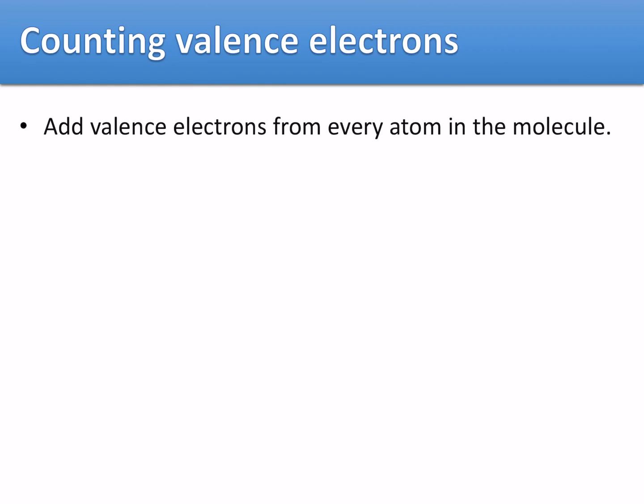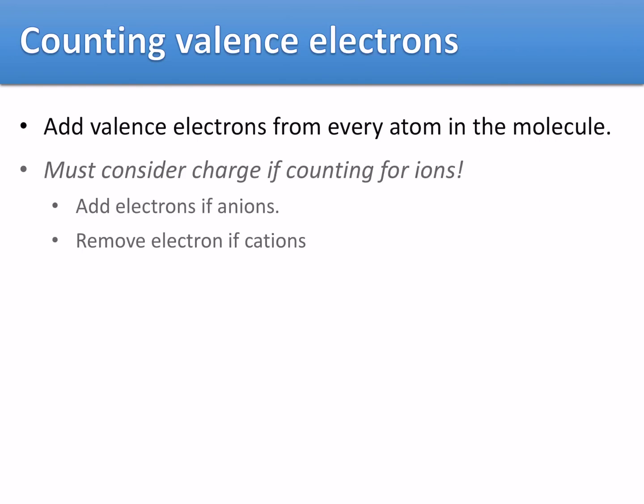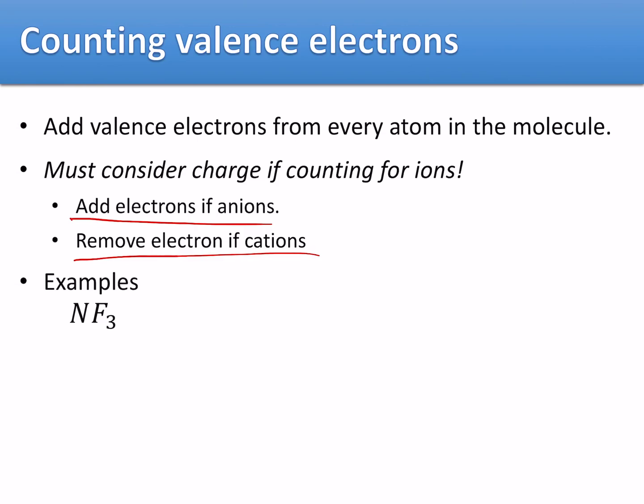Counting valence electrons is really important. It's not just from one atom, you are counting the valence electrons coming from every single atom in the molecule. We add electrons for an anion, we remove electrons for cations. So how do we do this? Let's assume we have the nitrogen trifluoride molecule. Nitrogen has 5 valence electrons. Then you have fluorine, which has 7 valence electrons, but you have 3, so this is 21. Therefore, you have a total of 26 valence electrons in that molecule.